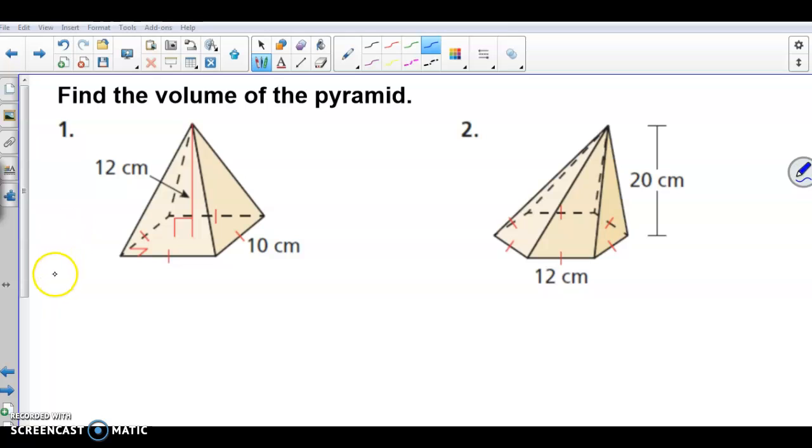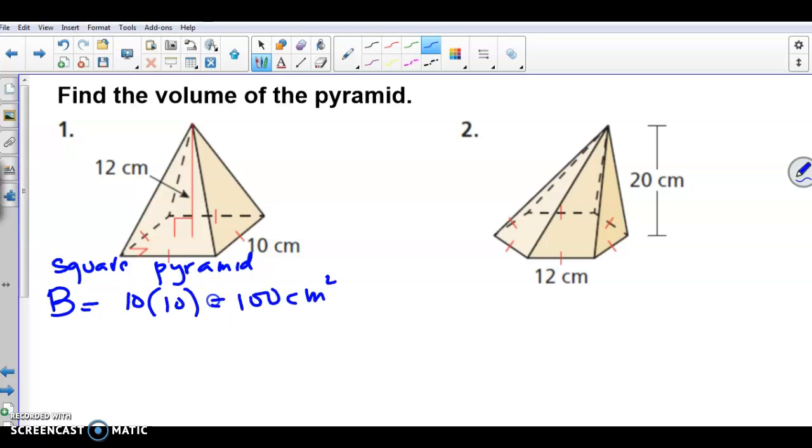Let's do another example. So we have here a square pyramid. Why is it a square pyramid? Because the base is a square. How do we know that it's a square? Well, all the sides are equal because they have the same tick marks, and you have this right angle symbol here. So that means all the corners are right. So for the base, since it's a square, we multiply 10 by itself, so we get 100 centimeters squared.